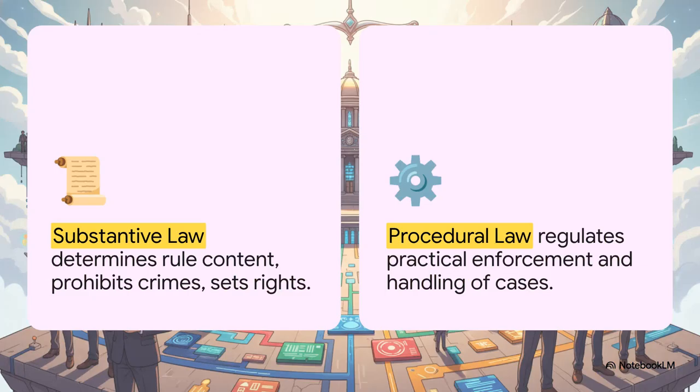Once we crack open that domestic system, everything splits right down the middle again. Think of substantive law as the what. It determines the actual meat of the rules, prohibits specific crimes, and establishes your legal rights. And then there's procedural law. That is the how. It's literally the practical instruction manual regulating exactly how those substantive rules get enforced and how cases are actually handled in the real world.